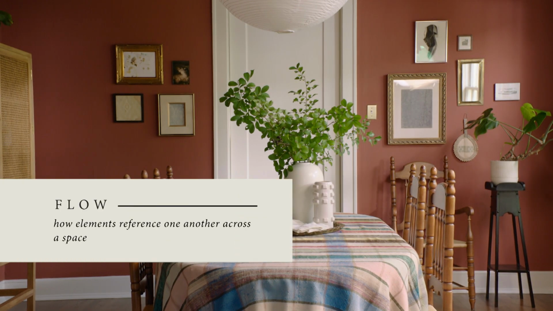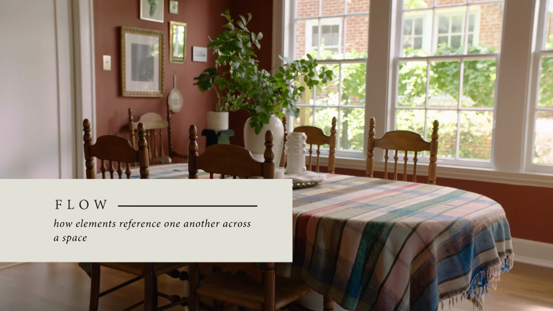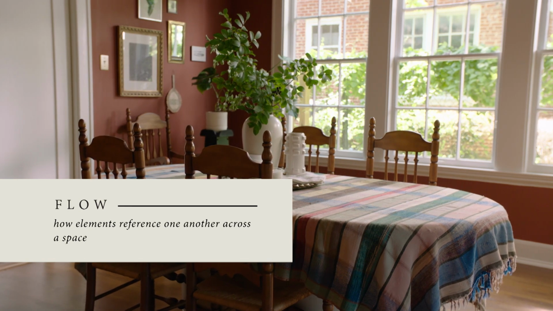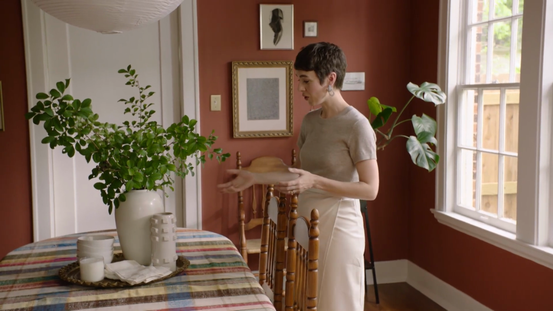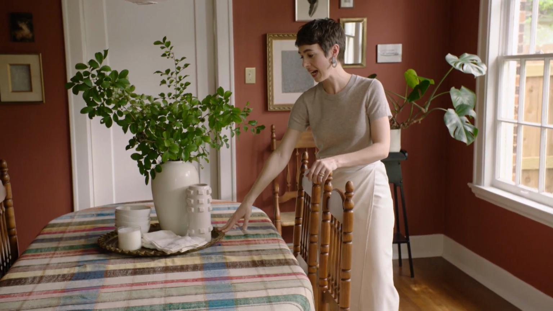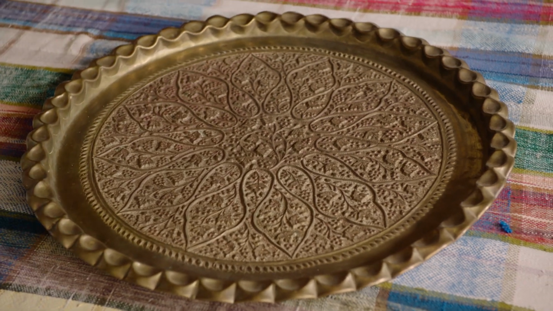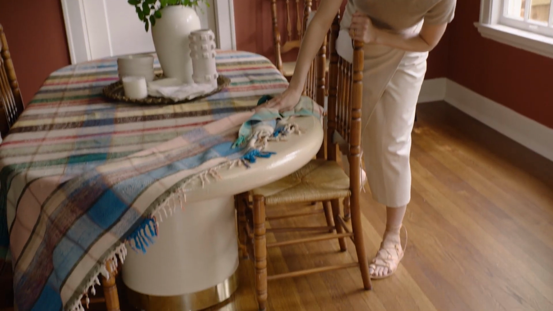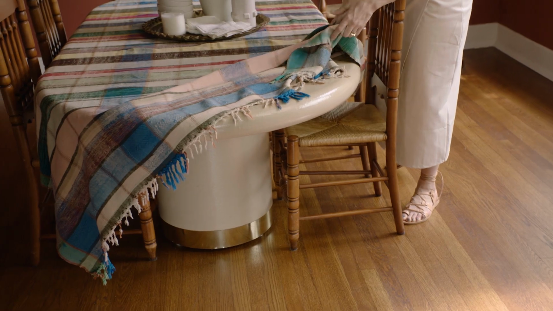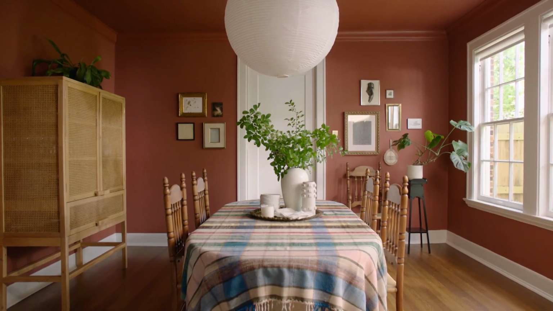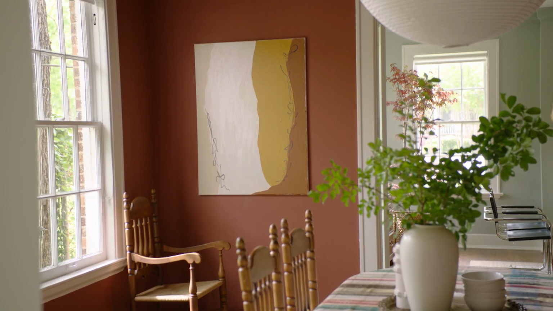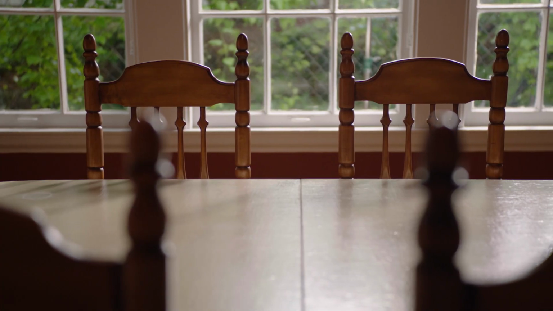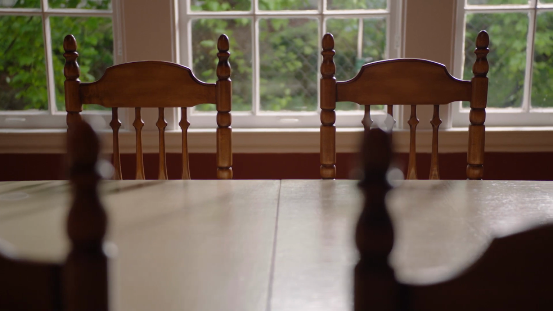So flow is the last consideration in a space, and that really shows up in some of the finer details. In our case, in this dining room, it's the details of the warm brass that's here on the tray. It's also on the base of the table. It's the fact that many of the colors in the space are similar. They're those warm reds, ivory, tan, the wood that reflects the colors of the wall.